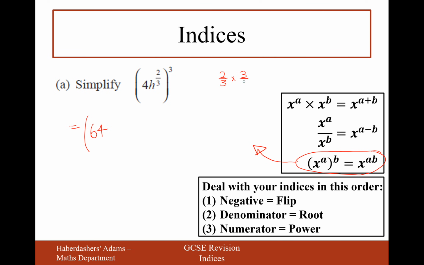Treat this as 3 over 1, and you can multiply top by top, bottom by bottom, and then simplify, so it will just simplify to 2. Or you could think of it as 2/3 times 3. Well, the thirds and the 3 will cancel out, so you're just left with 2. So your answer here is h squared. And that's your final answer. In fact, it doesn't really need brackets. 64 h squared is your answer.